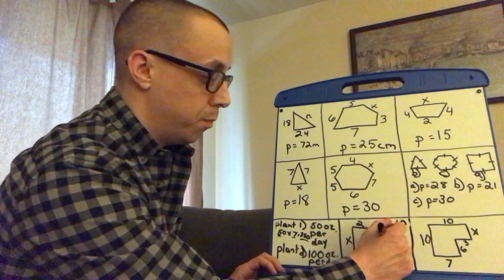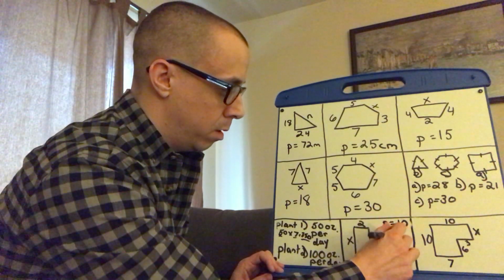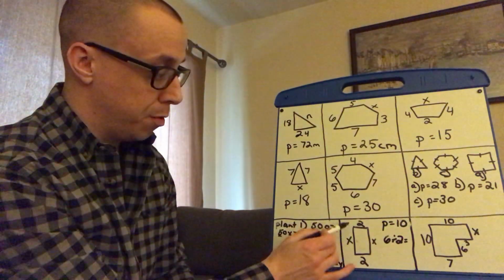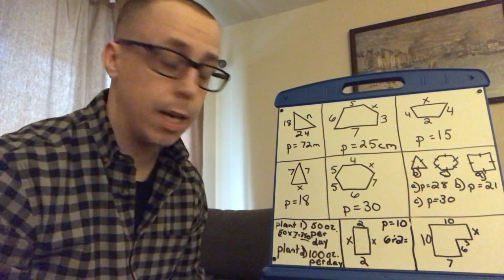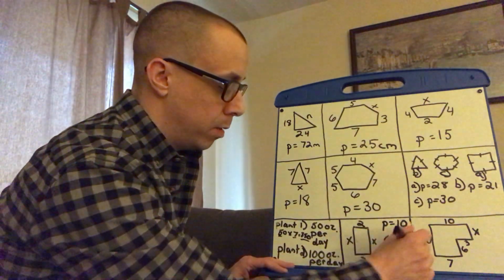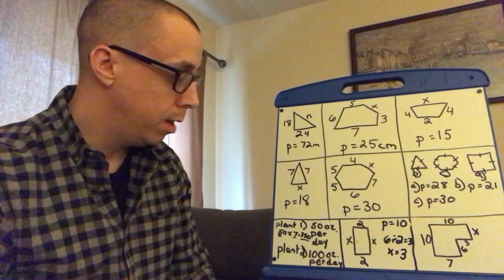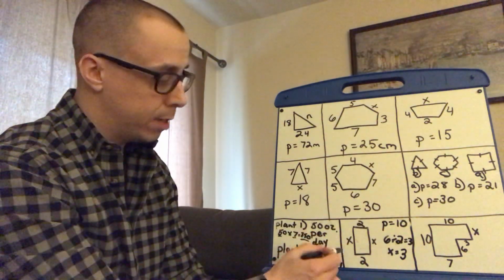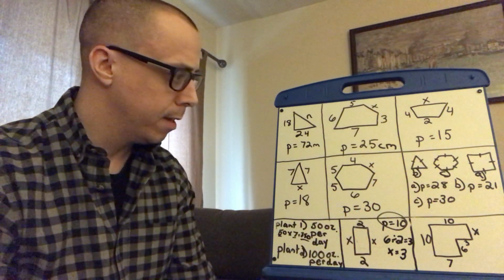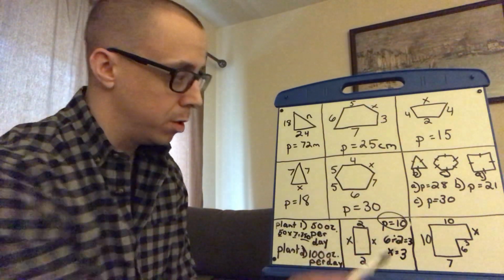So now, take that 6, but we have to divide by 2 for this side and for this side. So 6 divided by 2 equals 3. So x equals 3. And then it would be 3 and 3, 6, 8, and then our total was 10. Keep that in mind.